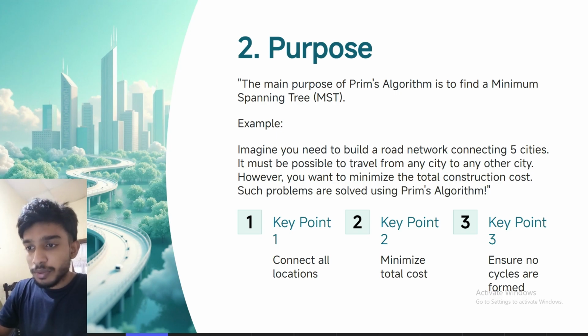Now you can see an example. Imagine you need to build a road network connecting five cities. It must be possible to travel from any city to any other city. However, you want to minimize the total construction cost. Such problems are solved using Prim's algorithm. Key points on screen: connect all locations, minimize total cost, ensure no circles are formed.